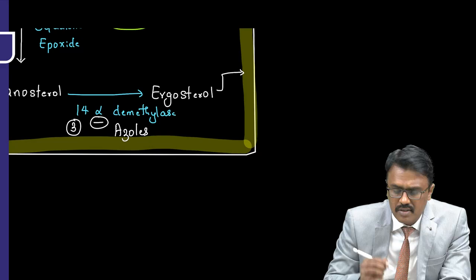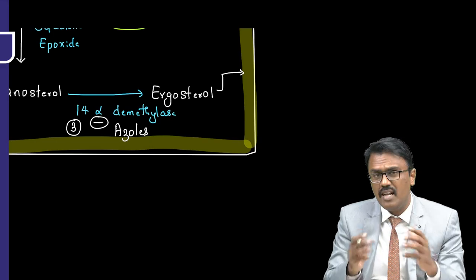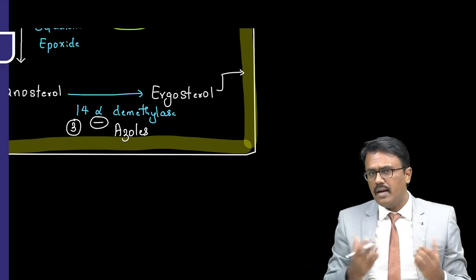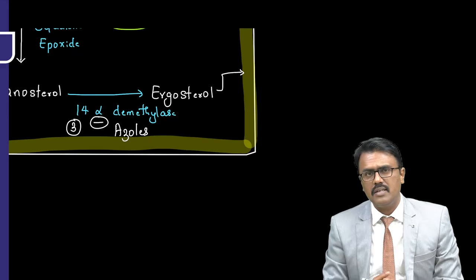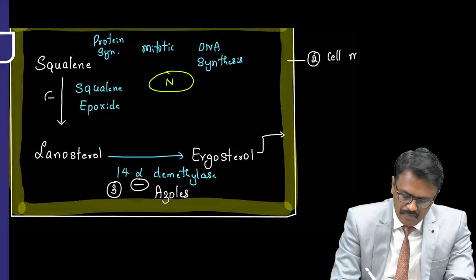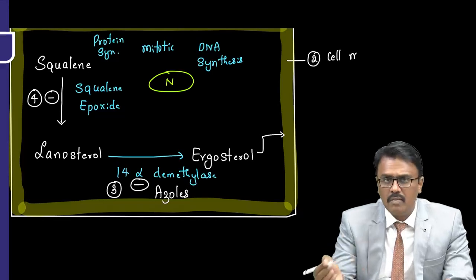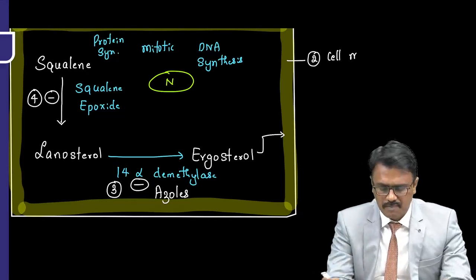What happens if we inhibit this? The lanosterol will not become ergosterol. If there is no ergosterol, the cell membrane is not formed properly, and the fungus becomes weak and is killed. Now the fourth is to inhibit the squalene epoxidase. What happens if we inhibit this? The squalene accumulates and it is toxic to the fungus.